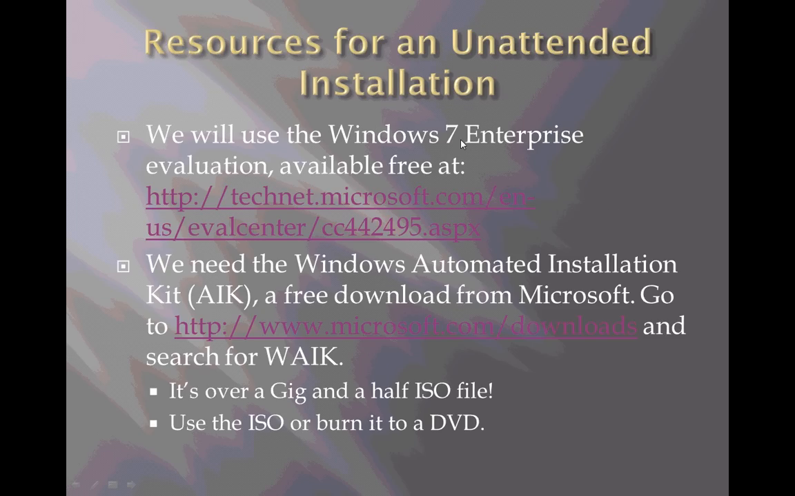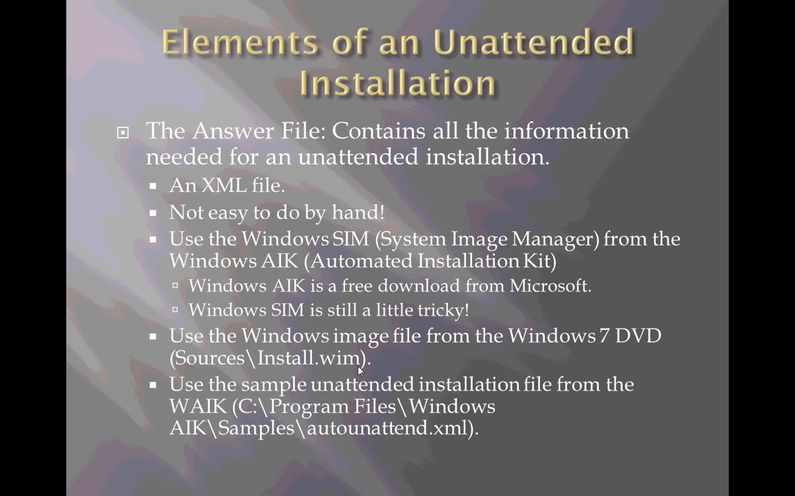We need a few resources to do an unattended installation. We need Windows 7 installation media, and we're using the free Windows 7 Enterprise evaluation that's available at the URL on your screen. It's a 90-day evaluation that can be extended up to 180 days. We also need the free download from Microsoft, the Windows Automated Installation Kit. It's 1.7 gigabytes. It's an ISO file. You can burn it to a DVD or use the ISO to install the automated installation kit. We're using it in Server 2008, but it can also be installed on Windows 7.